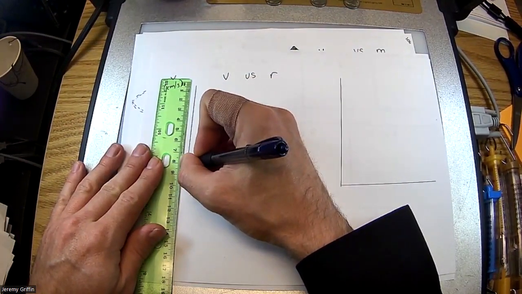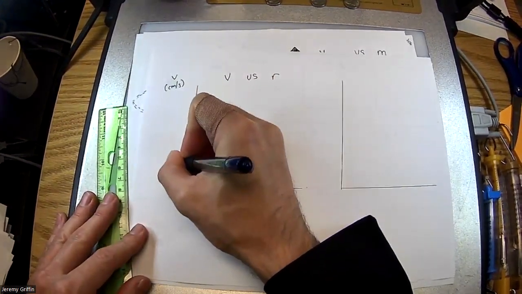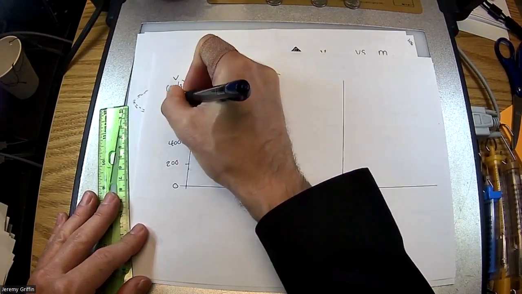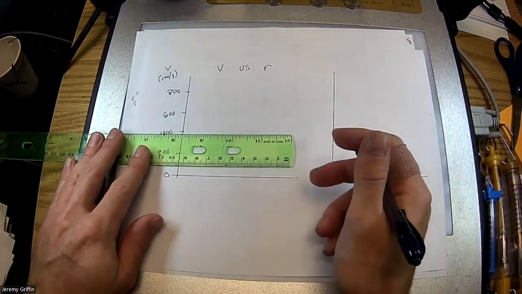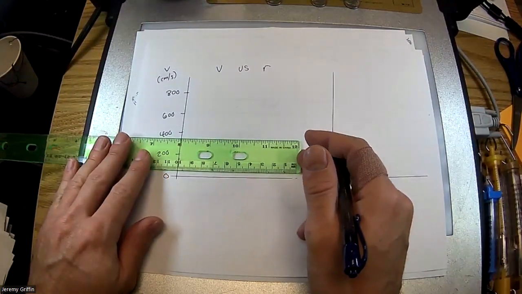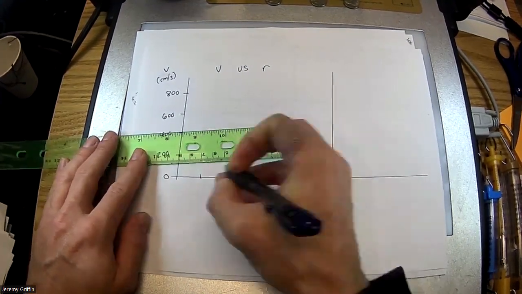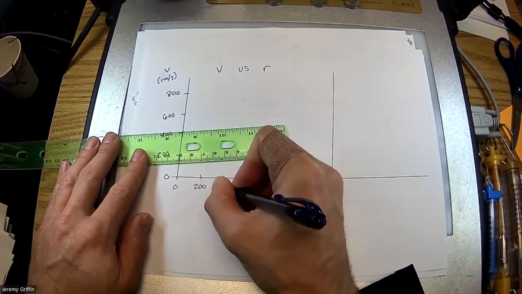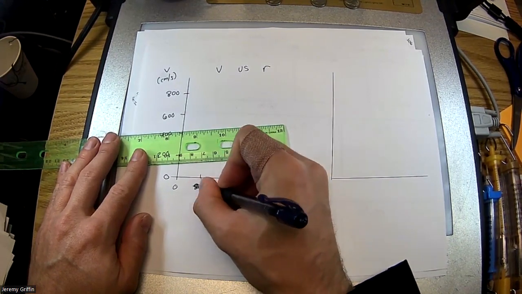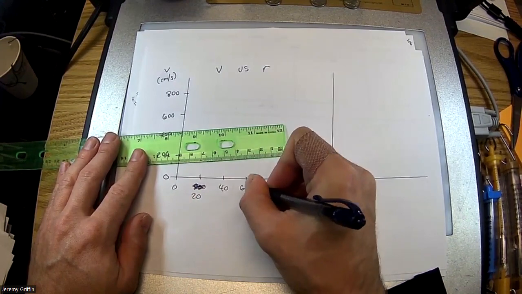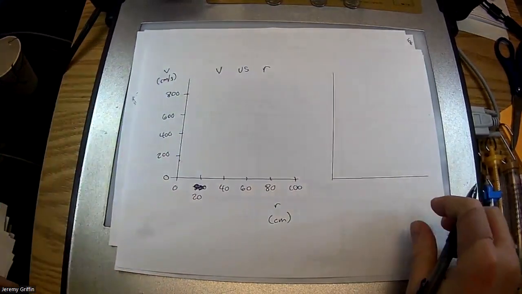200, 400, 600, 800. Okay. And what was your largest radial size? 100. 100 centimeters? All right. Good. Whoops, wait a minute. Sorry, 20, 40, 60, 80, 100. That'd be radius in centimeters. There we go.